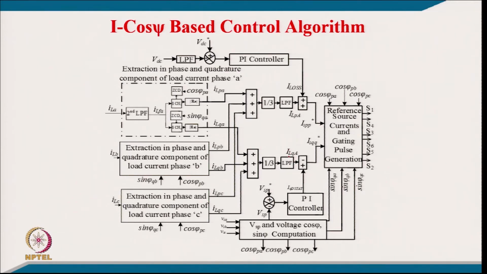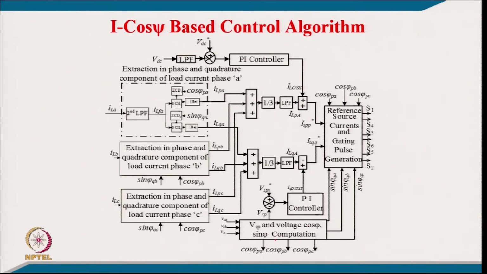Part of this has to be fed locally to the load. So, the remaining flows into the supply, and multiplying this with the quadrature template and the in-phase template, we get the total reference supply current, like the added one for which we have given the equation, and we get the switching by comparing with the sensed current. So, that is the way, and certainly from this block we can get a unit template.